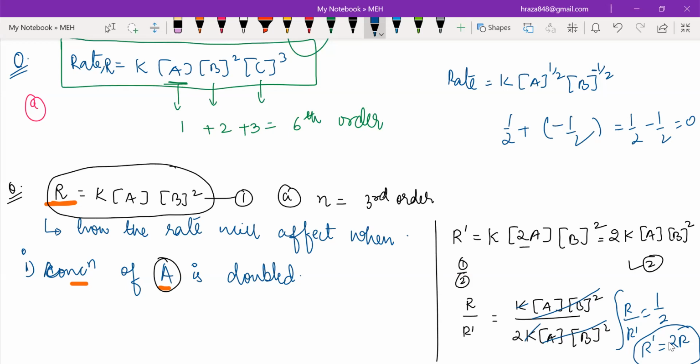Okay, sir. Can I change the slide? Yes, sir. Okay. So see, this is the second question I'm going to ask you. If concentration... this is finished. Now, this is your rate of reaction. Now, if the concentration of B is doubled, then how will the rate be affected?